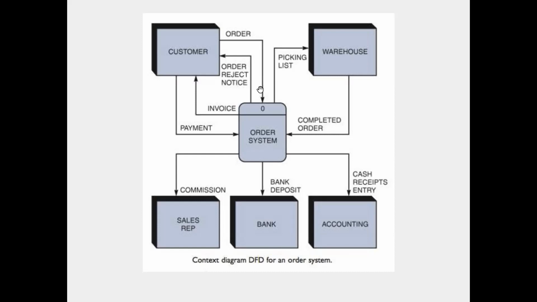Similar to that, when you reach the payment, it is going to be put into three other external entities. So usually the sales rep gets a commission, the bank will get the deposit, and the accounting department will get the cash receipt entry. So this is a very brief overview of how the order system works.